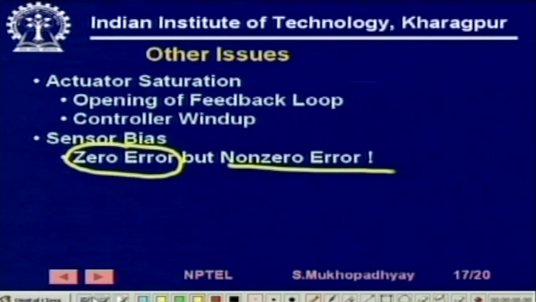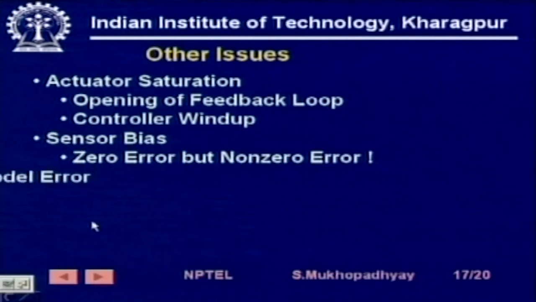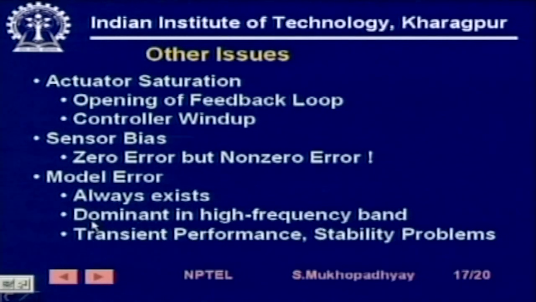Similarly, we have to remember that you design controllers based on some models, but it always turns out that these models are inaccurate. So you are always going to have model errors, and these model errors are typically dominant in the high frequency band. Instability typically occurs in the high frequency band, not in the DC, low frequency band. So modeling inaccuracies in the high frequency band can also lead to stability problems. We have to remember these things.